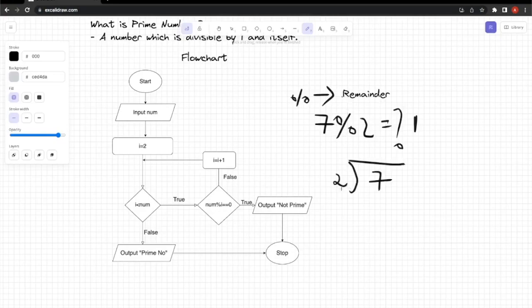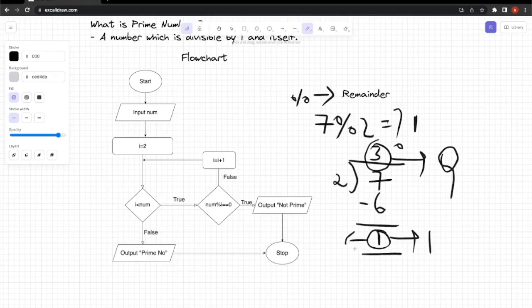When you divide 7 by 2, we get 7 minus 6 is 1. So the quotient is 3 and the remainder is 1. So this remainder is represented by modulo. So I hope you guys understood what modulo even does. Let's move on to the flowchart.